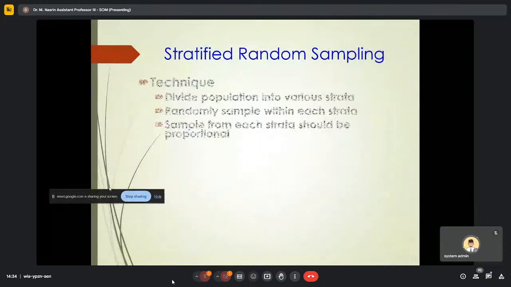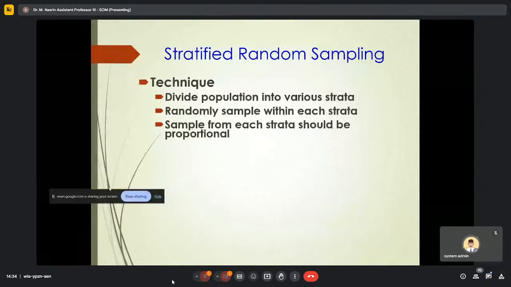Stratified random sampling is the third technique which comes under the probabilistic sampling methodology. This is a technique where we divide the entire population into various strata. Strata means groups. Here we randomly sample within each stratum. So stratified means grouping. We need strata based on age, gender, qualification, or income level. So we group them based on these particular variables.